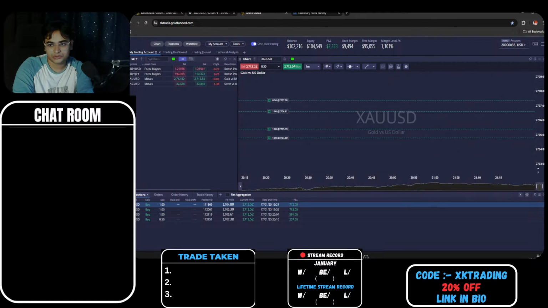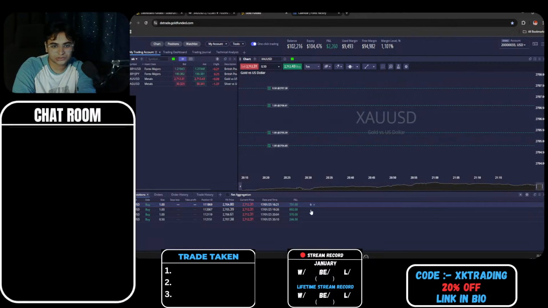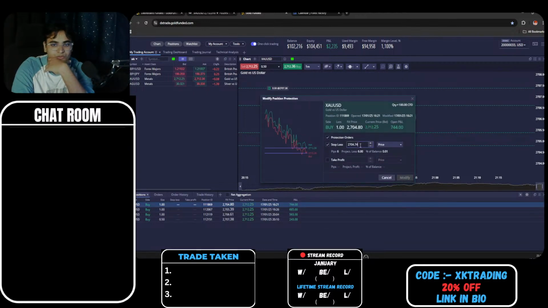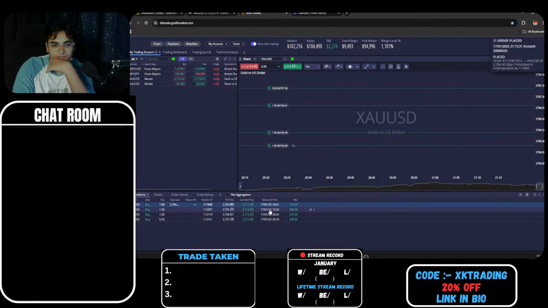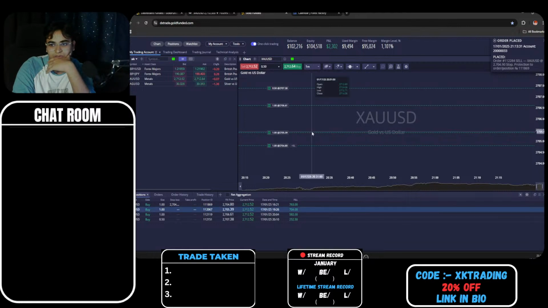Okay, so let's see. We have this lot size. This is the first trade. Putting it at break even, which should be 704.90. Okay, modify position, stop loss to 704.90. Okay, modified. Then we have this position, which is at 705.50.